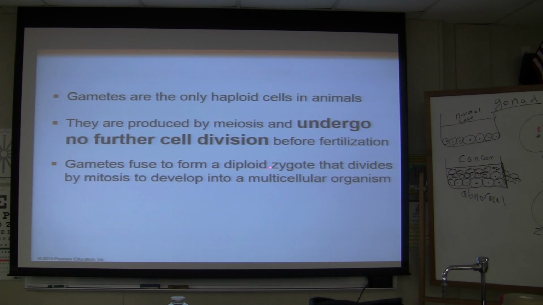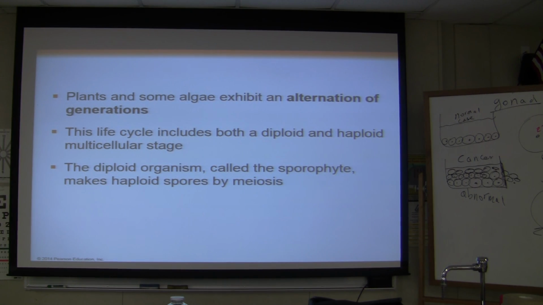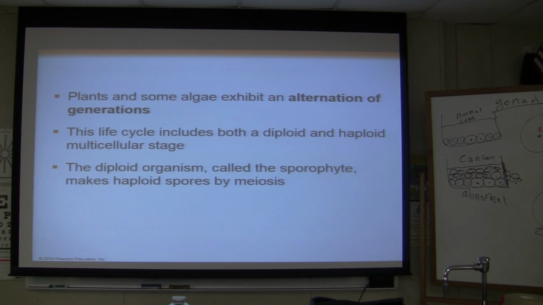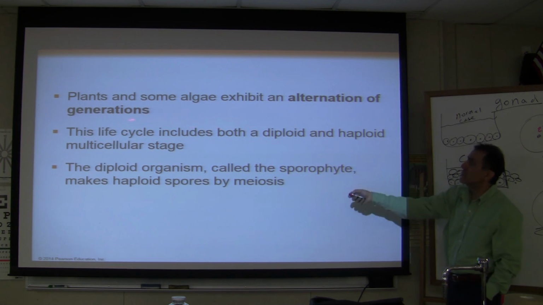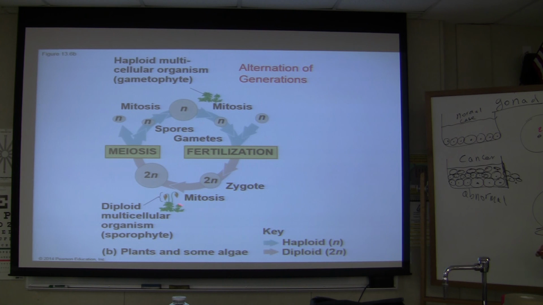What did I say? Gametes fuse to form a diploid zygote that divides by mitosis to develop into a multicellular organism, which we already talked about. Here's again. Plants and some algae exhibit an alternation of generations. That is a term used for plants. I try not to use it in zoology for animals, but some animals show that a little bit too. This life cycle includes both diploid and haploid multicellular stages. The diploid organism, called the sporophyte, makes diploid spores by meiosis.